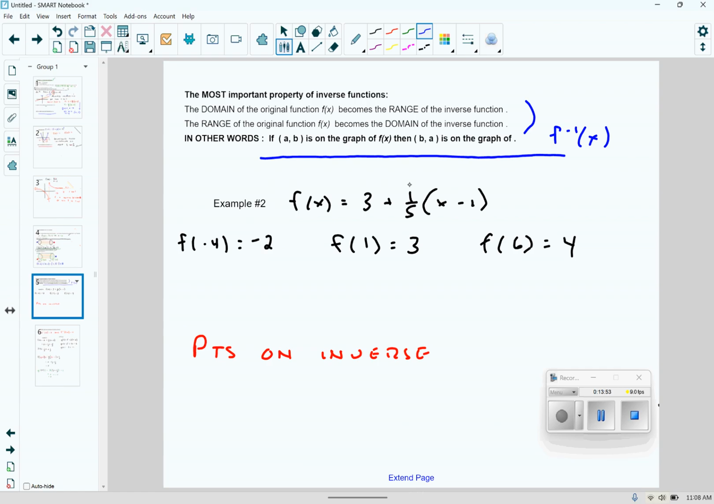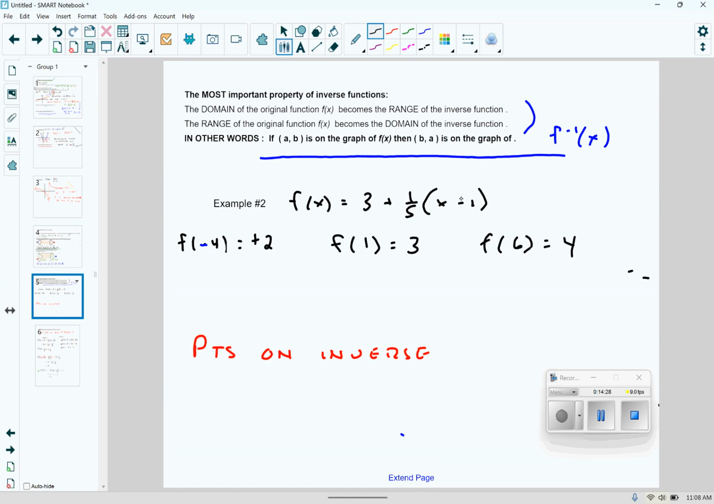And if I put -4 in, -4 minus 1 is -5, times 1/5 is -1. 3 minus -1 is 2. So f of -4 is going to be 2. If I put 1 in, 1 minus 1 is 0. 1/5 times 0 is 0. 3 plus 0 is 3. And if I put 6 in, it's going to be 4.